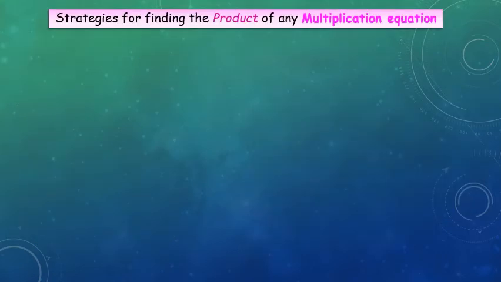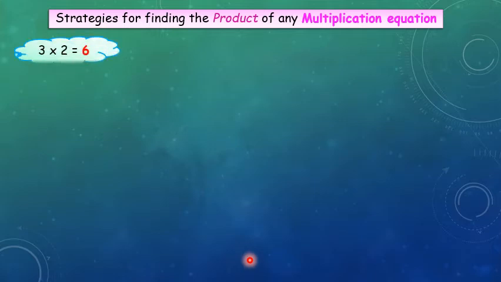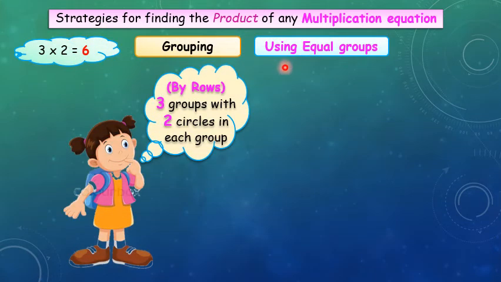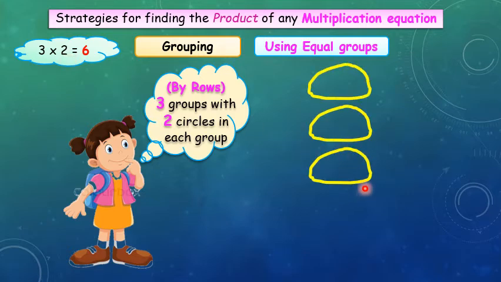Now let's go to the second strategy. Yes, in grouping, using equal groups, by rows. 3 groups with 2 circles in each group. We translate this multiplication equation in English using rows. We have 3 groups. Each group has 2 circles. Okay, like this. We have 3 groups. Into each group we will draw 2 circles, like this.